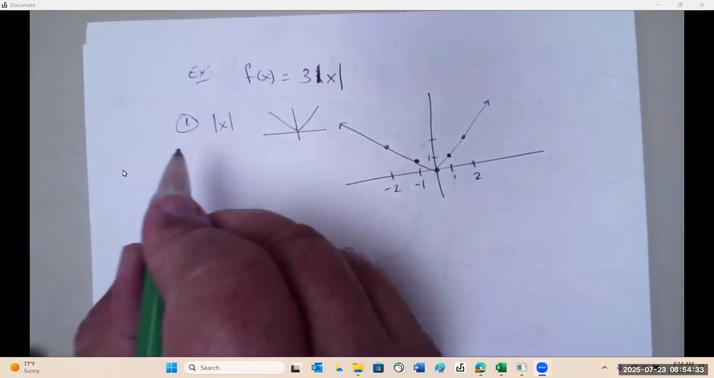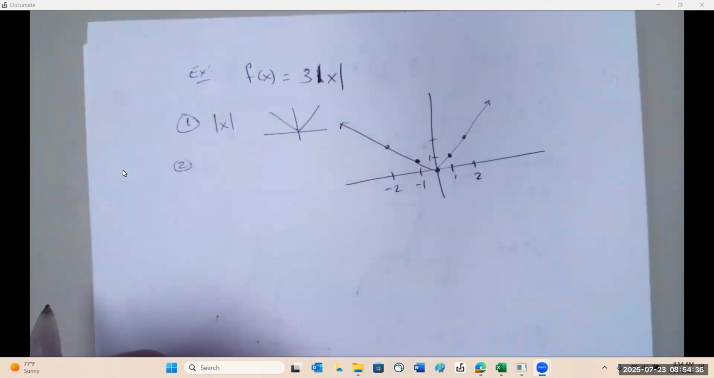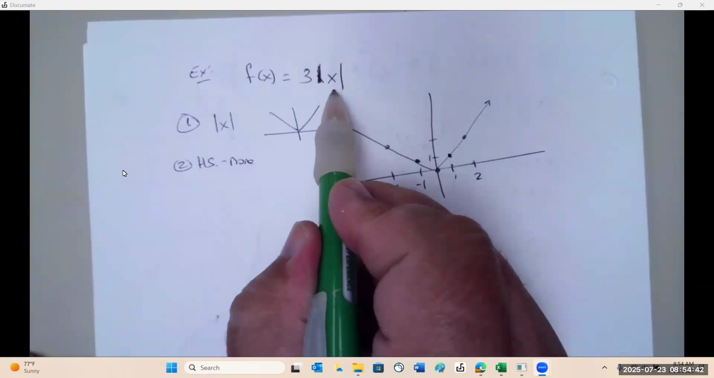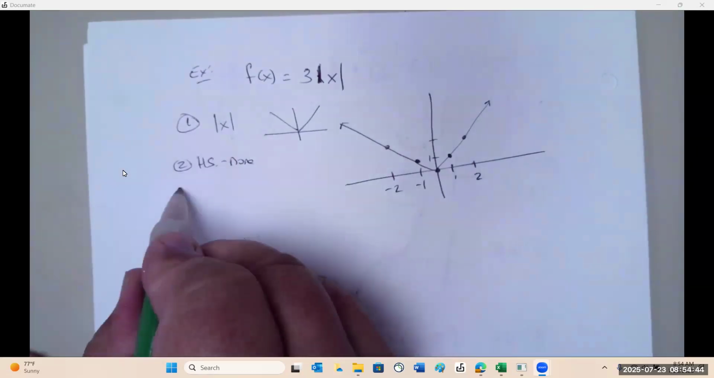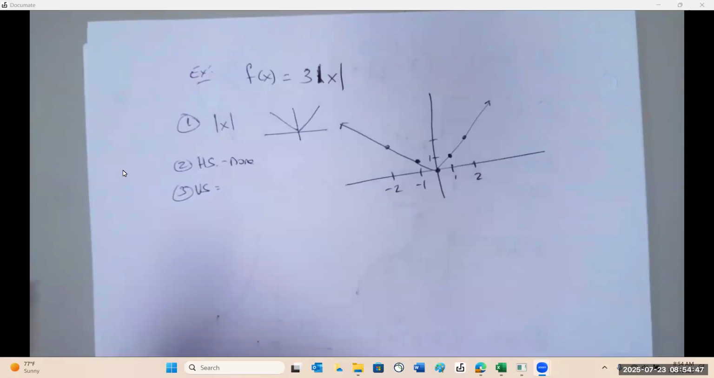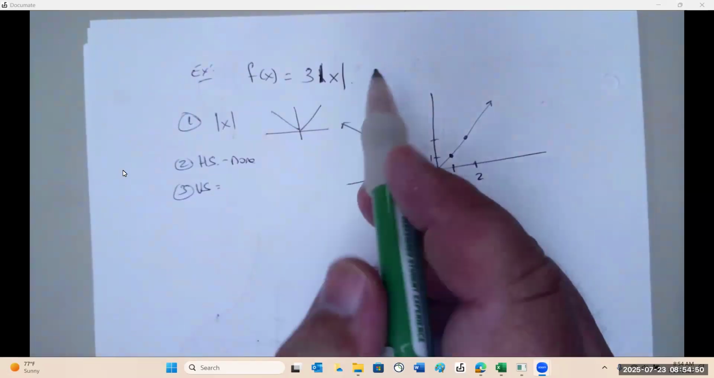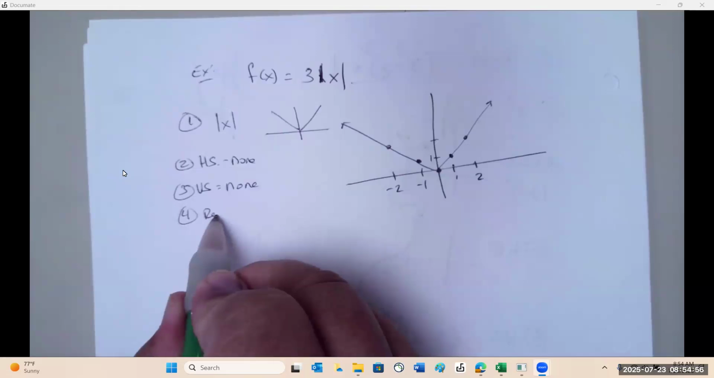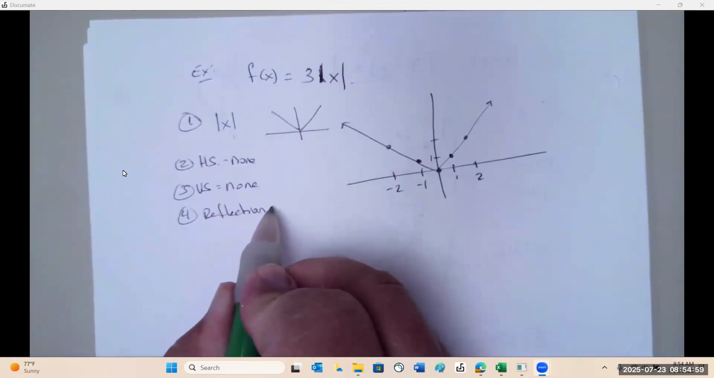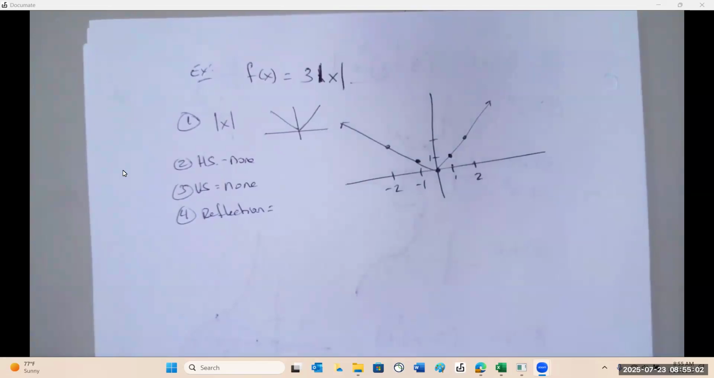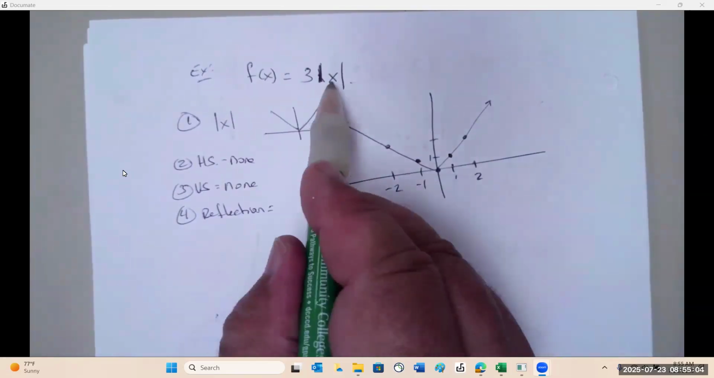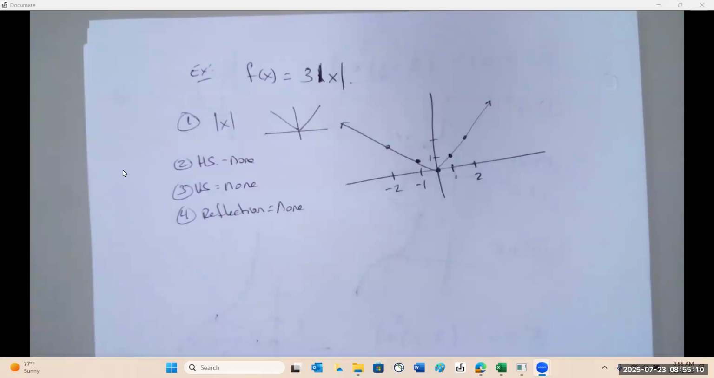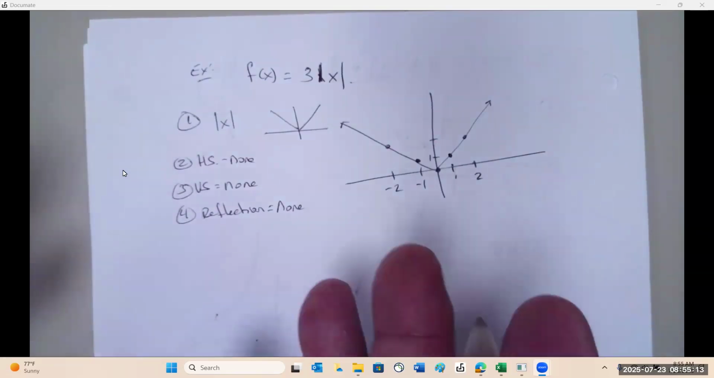Is there a horizontal shift? None, because there's nothing changing on the inside. Is there a vertical shift? No, there's nothing plus or minus to it. Is there a reflection? No, because x doesn't change signs, neither does y. So there's none. So far, the function stays the same.